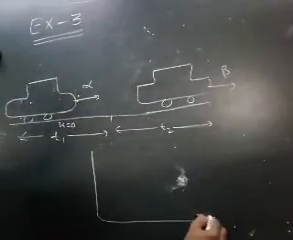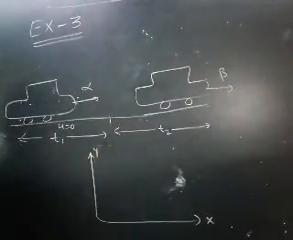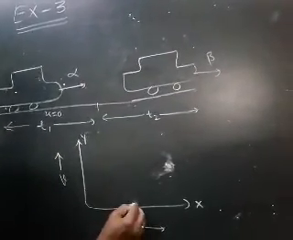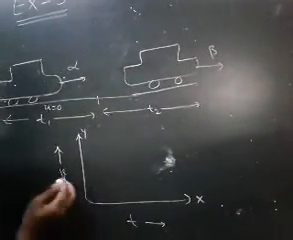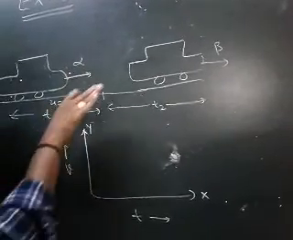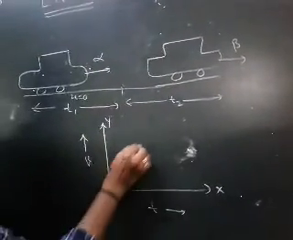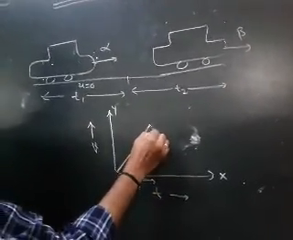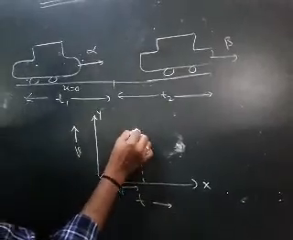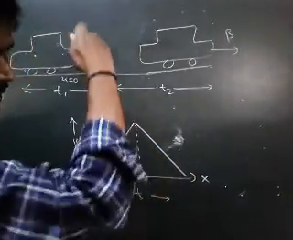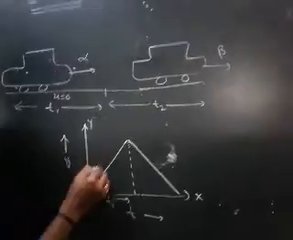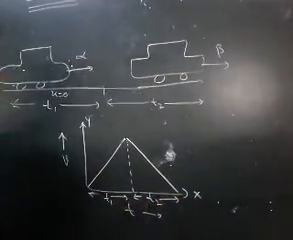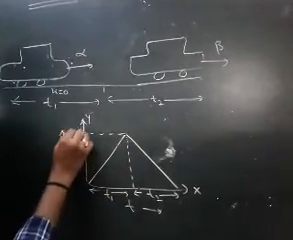The x-axis is time and the y-axis is velocity. Up to time t1 it is accelerating, which means velocity increases. After that it decelerates, which means velocity gradually decreases. So here the time interval is t2.